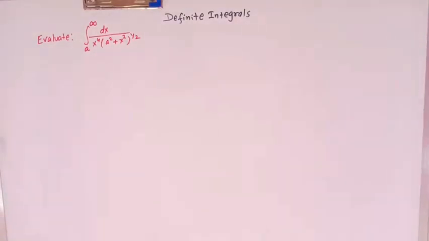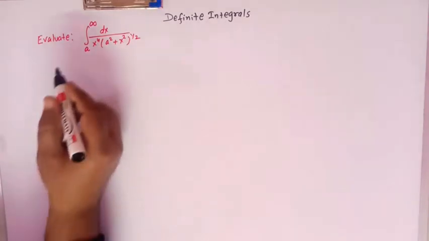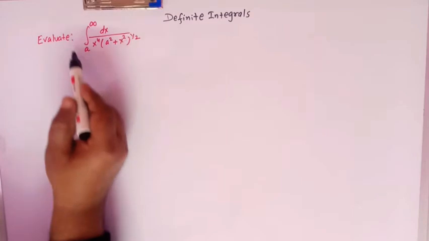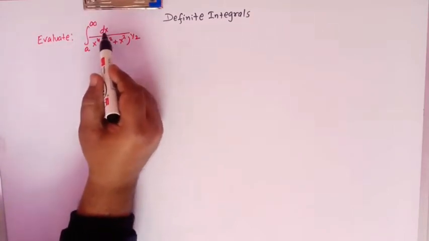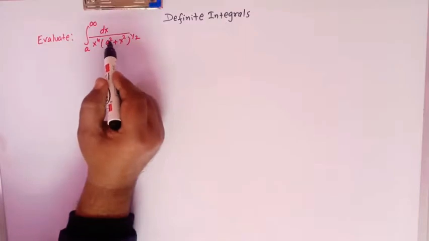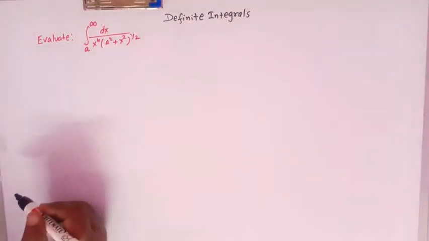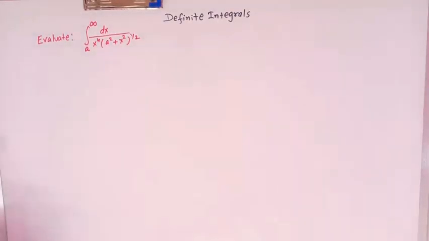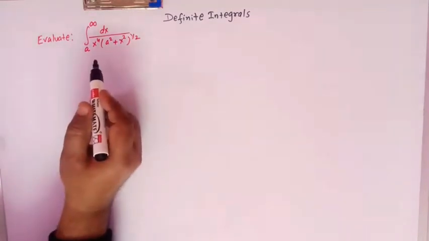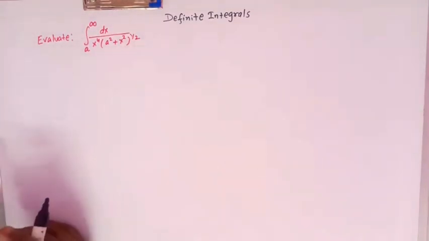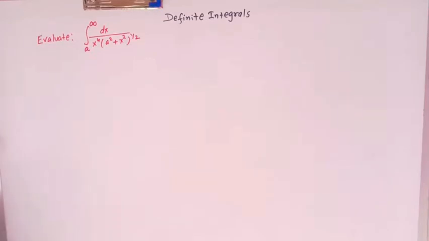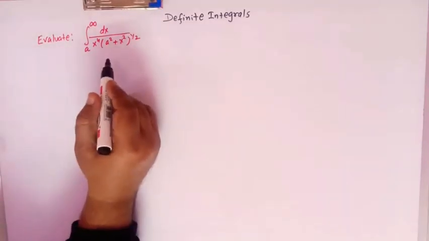Hello viewers, in today's class we are going to discuss one important definite integral, and here we have to evaluate this integral from a to infinity dx over x raised to 4 times (a square plus x square) raised to half. So we'll solve this definite integral. The special feature of this integral is that here we have to evaluate it by double substitution, so we have to make a substitution two times.